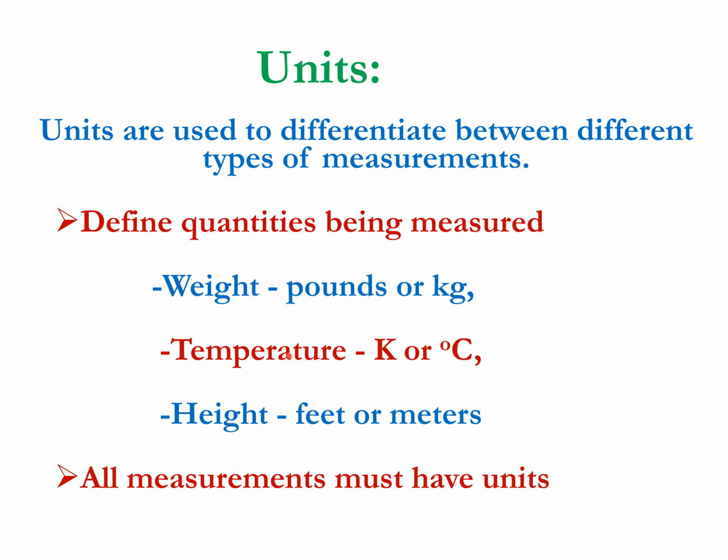If you measure temperature, for instance, you need to specify whether it is in Kelvin or in degree Celsius. If you measure your height, for instance, you need to specify whether it is in feet or meters. All measurements must have units. Any measurement in chemistry that does not have a unit is meaningless.